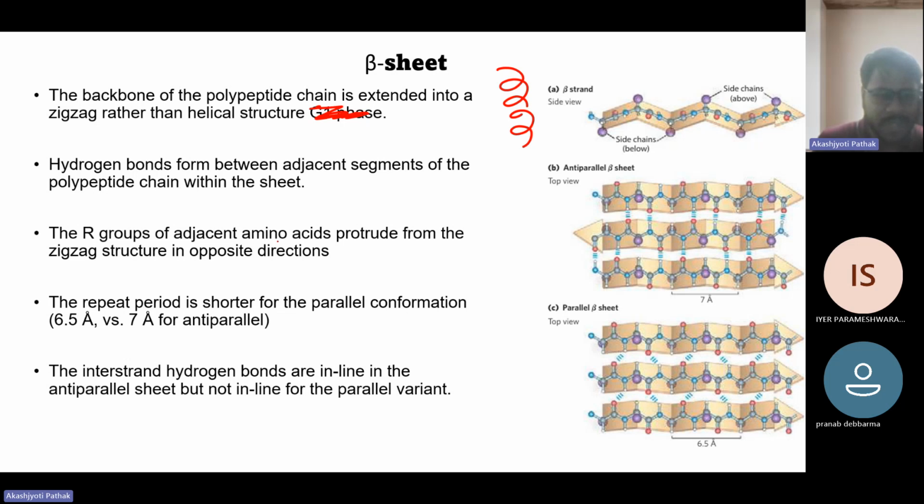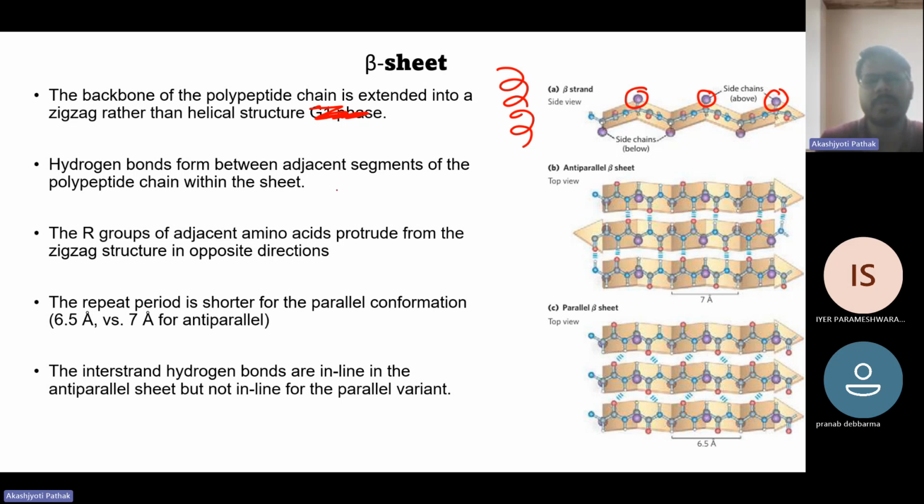The R groups of the adjacent amino acids protrude from the zigzag structure, as you can see. So this is the beta sheet, and you can see the R groups protruding out from the structure of a beta sheet.